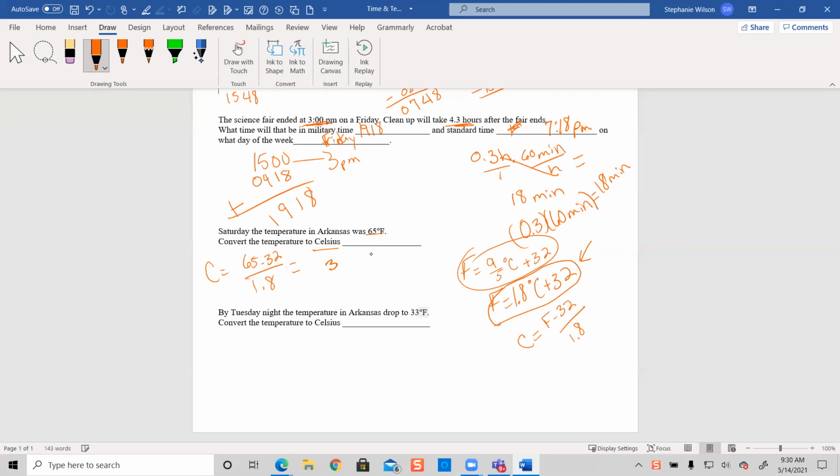So now I have 33 divided by 1.8. And then I'm just going to say divided by 1.8, and that gives me a decimal. I'm going to put approximation because I'm going to round to the nearest tenths. Okay, always round to the nearest tenths on temperature unless told otherwise, okay?